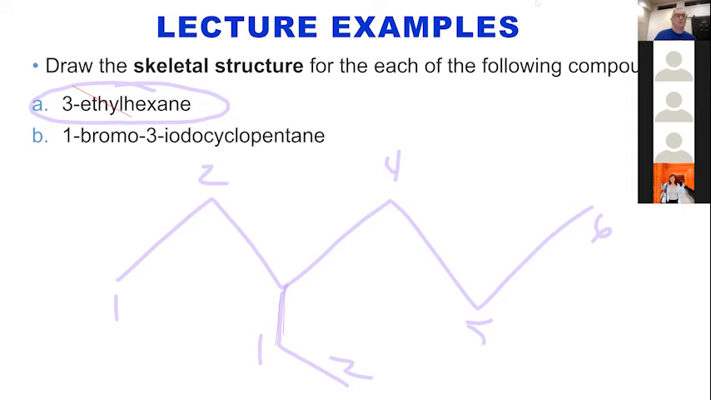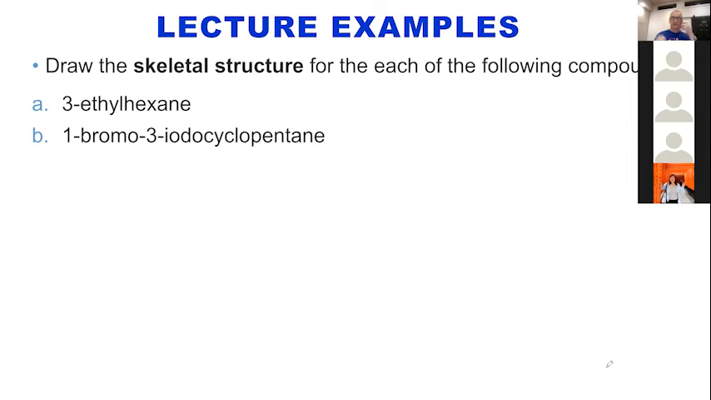So let's do B. What's my longest stretch of carbons for this one? 5. Now, are they in a line or not? No, a ring. So it's cyclopentane. So 1, 2, 3, 4, 5. Man, I can't draw worth a damn. That is sad. Let's try that again. 1, 2, 3, 4. Well, that doesn't get any better. All right. So there's 5.